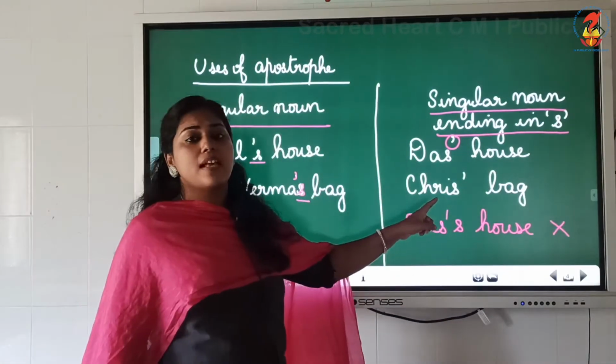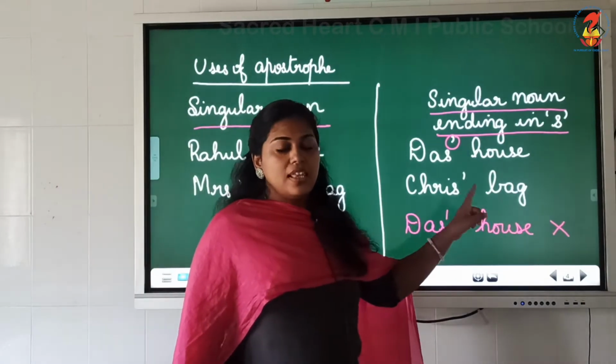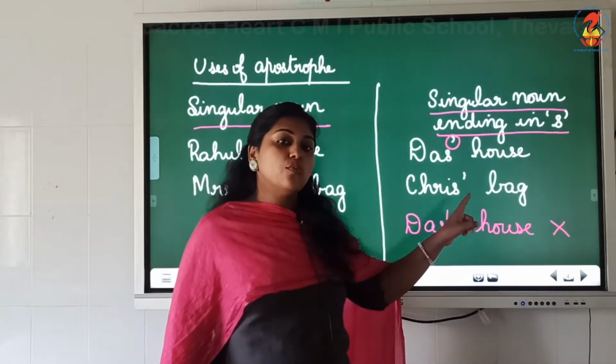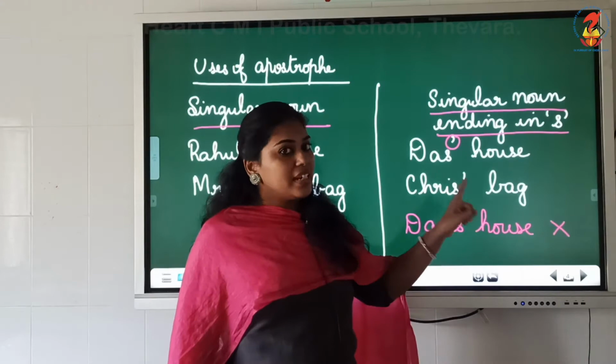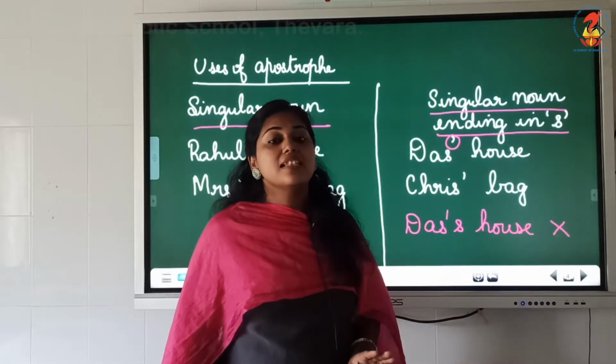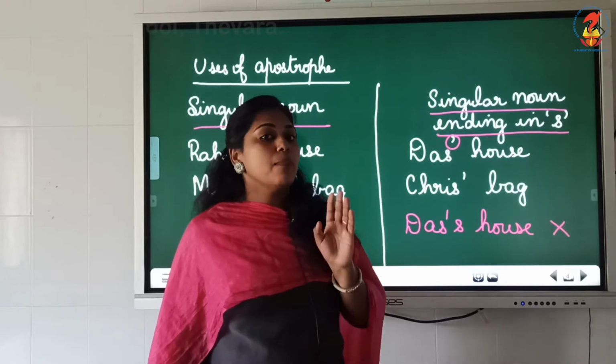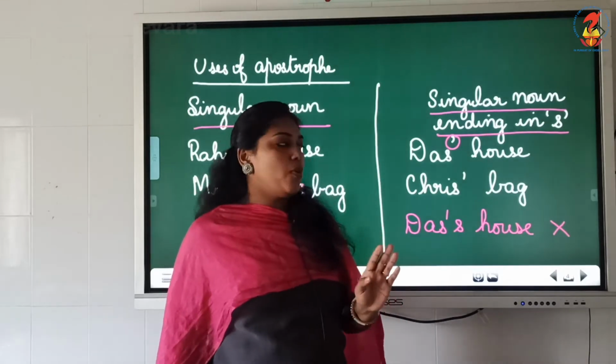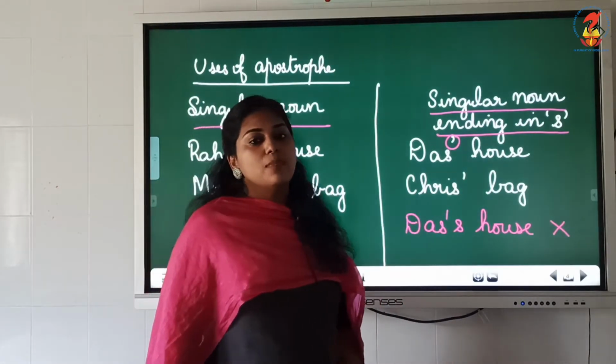Look at the next example, Chris' bag. There also the noun is ending with the letter s. So to indicate the possession you do not have to write apostrophe s, instead you have to put only the apostrophe to show the possession.